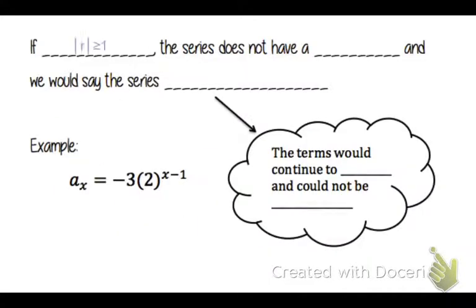So there's two different scenarios that we're going to look at for this type of series. If the absolute value of the common ratio is greater than or equal to 1, the series does not have a sum, and we would say that the series diverges. So just like with the arithmetic, those numbers are going to get really big, and if I try to add them, the summation is just going to get really large. So we say that it's going to diverge.